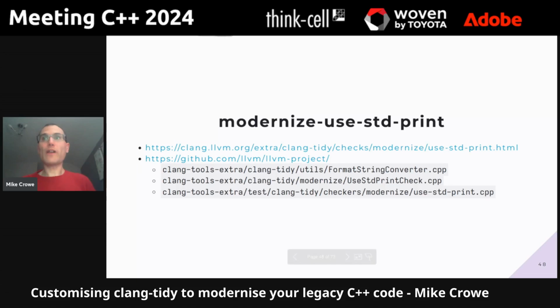There's over 1,500 lines of tests in that test file. The check provides configuration options to specify the functions to convert calls to, so you can use it with format print as well as standard print. There are some other features I've not talked about here as well, and you can see the documentation for those.